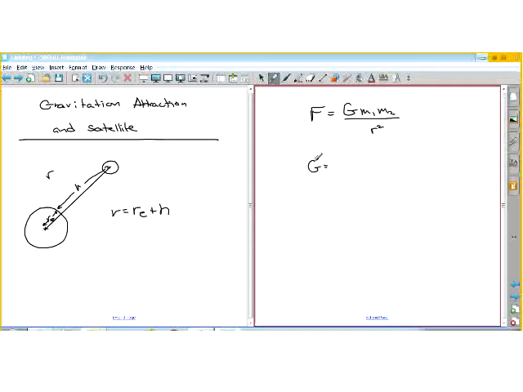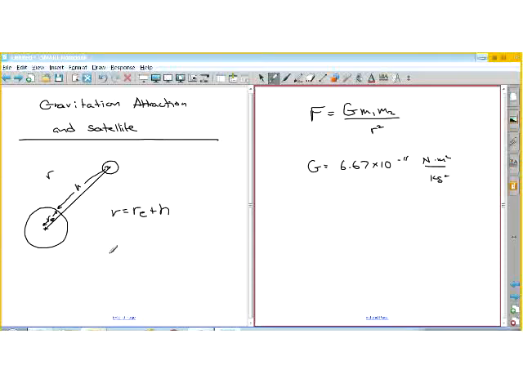And G is in your book, but since I'm not letting you use your book, I'll give it to you, and you can write it down so that you don't forget it. It's 6.67 times 10 to the minus 11 newton meter squared per kilogram squared. We could have figured that out because if we solve for G, you're going to have newtons meter squared per kilogram squared. Okay, so that's the universal gravitational constant.